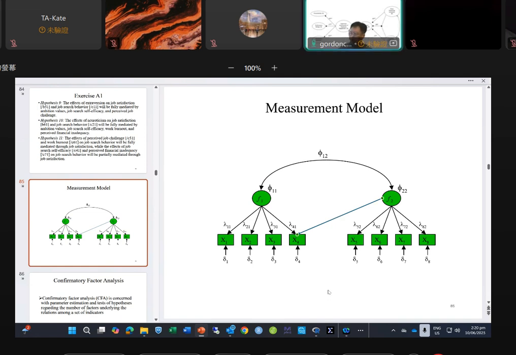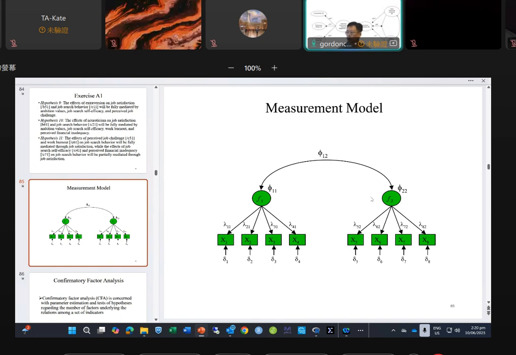Therefore, we cannot have one item measuring more than one factor. Unidimensionality in SEM means that each item is only used to measure one factor. Have I made myself clear? In management and psychological studies, you cannot have one item measuring more than one factor.